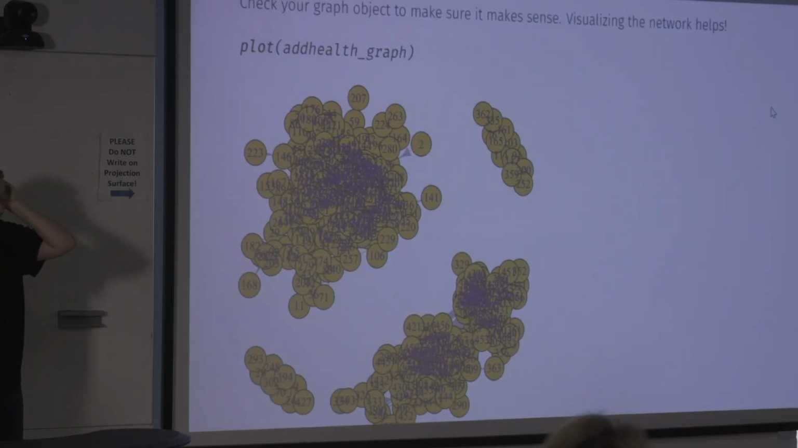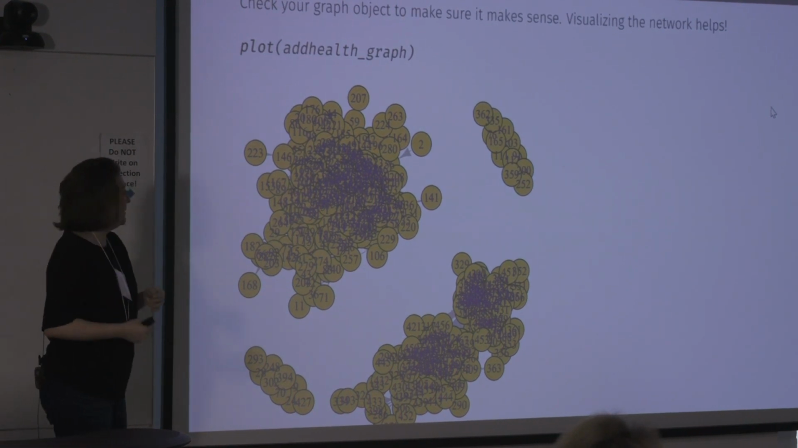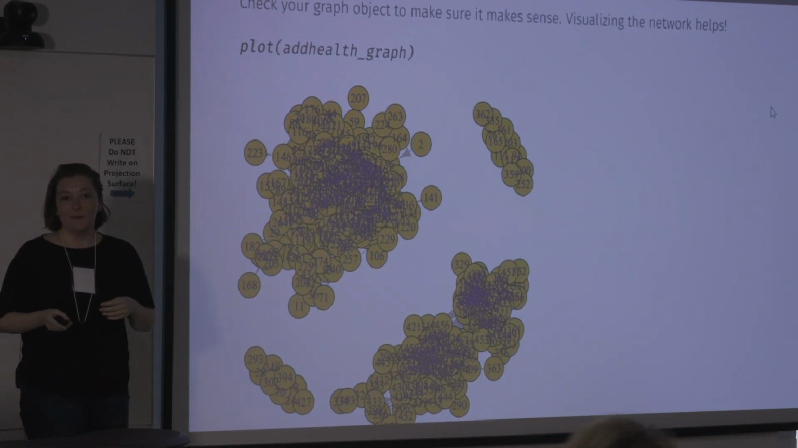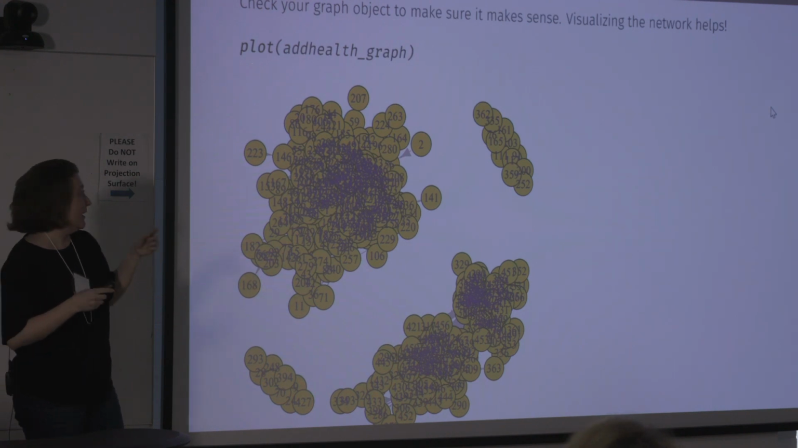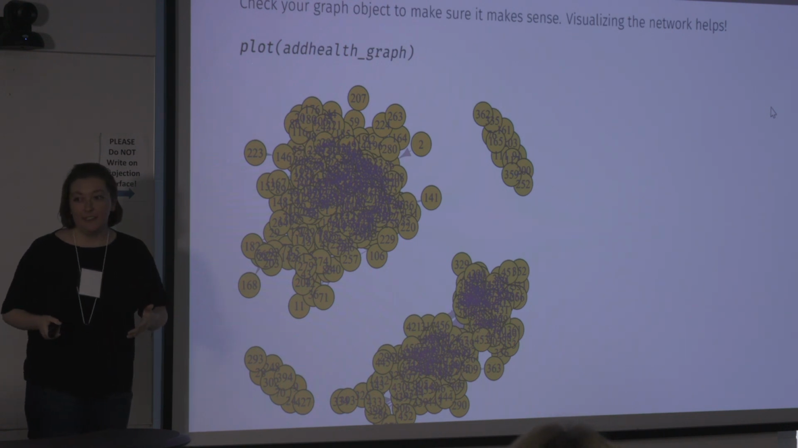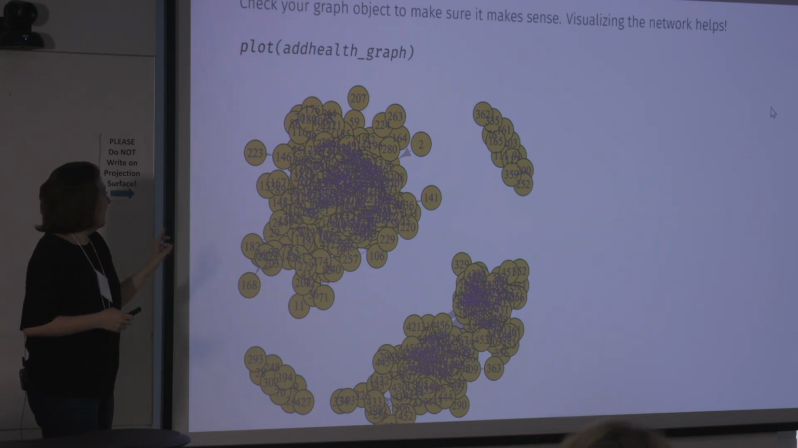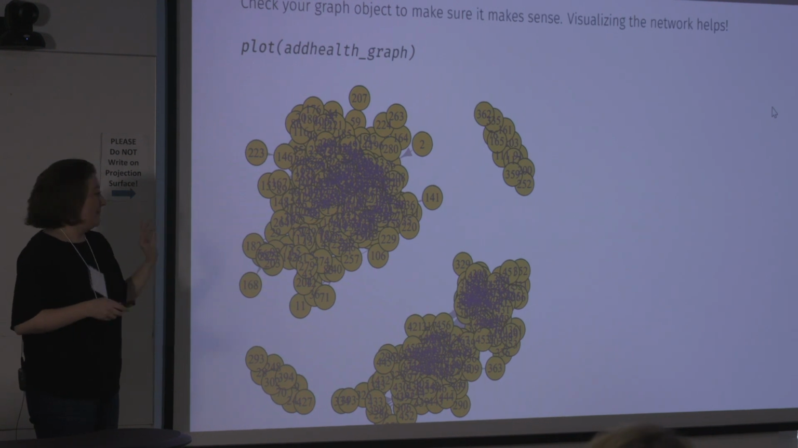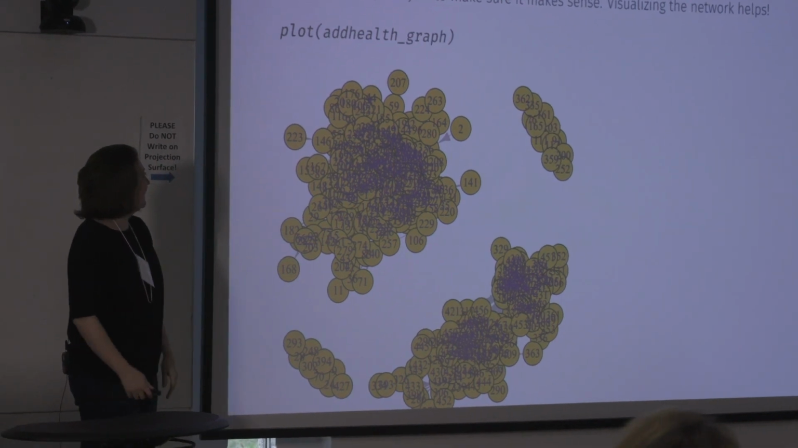Okay, so I have my iGraph object now, and the first thing I want to do is plot it to see what happened. If you just plot the actual iGraph object, it'll spit out iGraph's standard way of plotting graphs, which is usually really ugly and turns into this hairball. It's not useful, but at least it looks something like what we think it should look like.